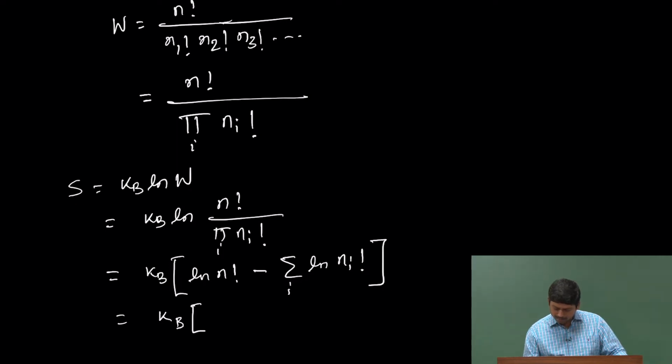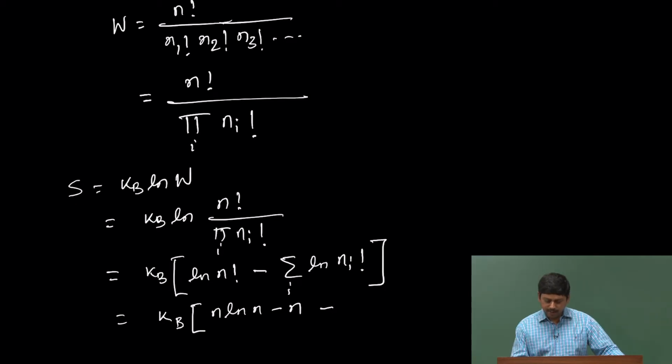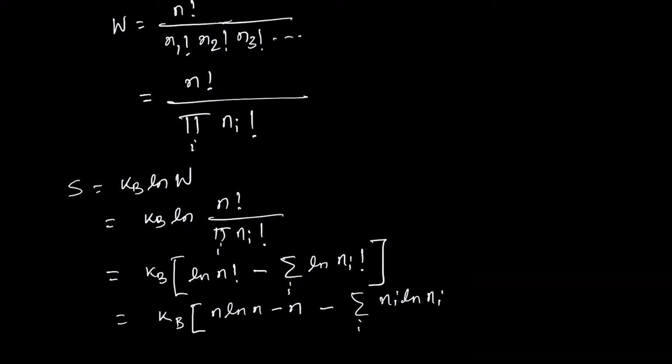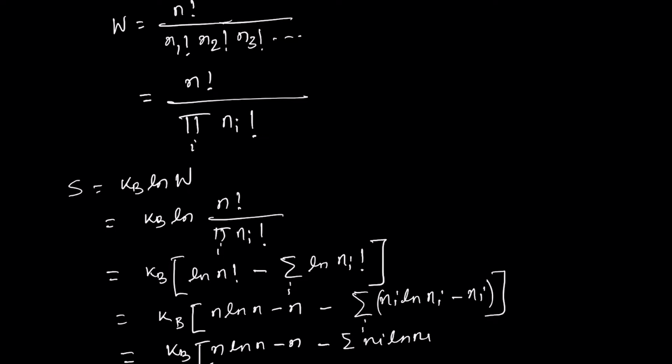k_B [N ln N minus N] using Stirling's approximation, minus we can write as the sum over i of n_i ln n_i minus n_i, that I put as a sum. So, now I can write again k_B [N ln N minus N minus the sum over n_i ln n_i plus the sum over n_i].